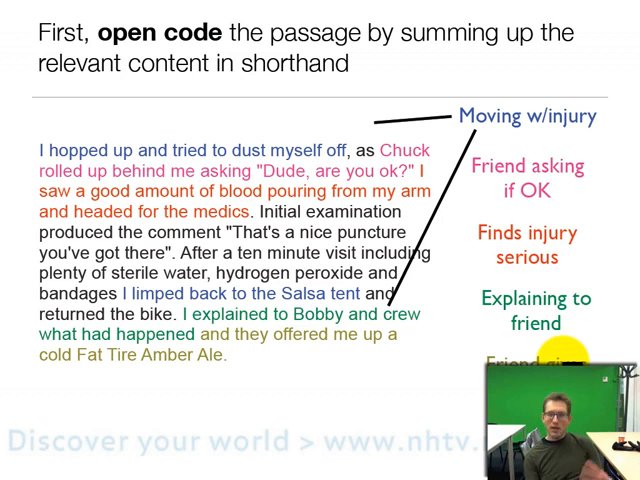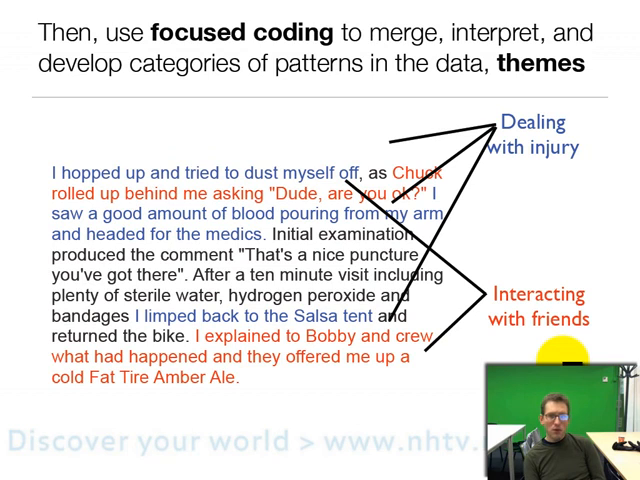So the stage where we identify these patterns and give them a name, we call focused coding. So in my focused coding, I coded the passages related to injury as dealing with injury, and those related to interactions with friends as interacting with friends. Notice that these categories that we've created in focused coding, which are called themes, so these are our two themes, are clear, precise categories in the mind of our participant. They're not based on my preconceptions. They're not based on what I've read in the literature. They're really just based on what he's saying and how I, as a researcher, interpret his text.